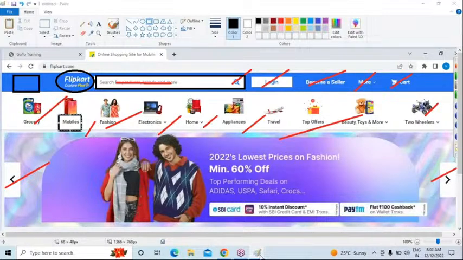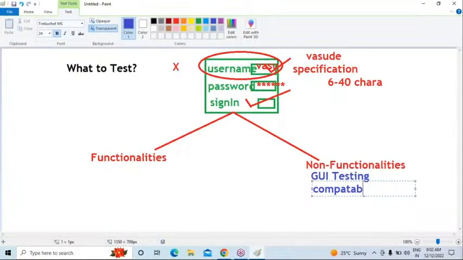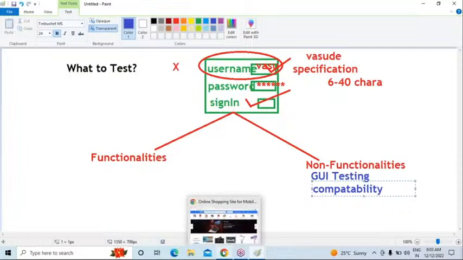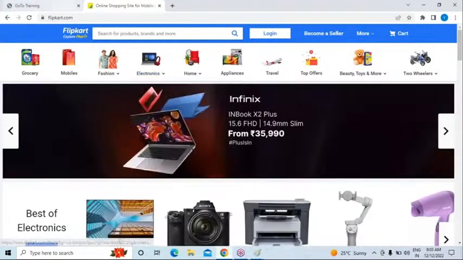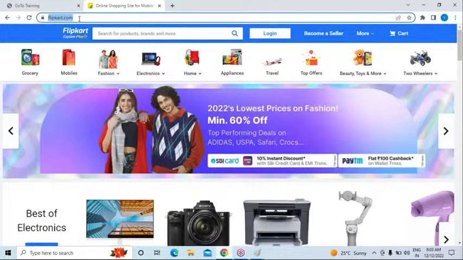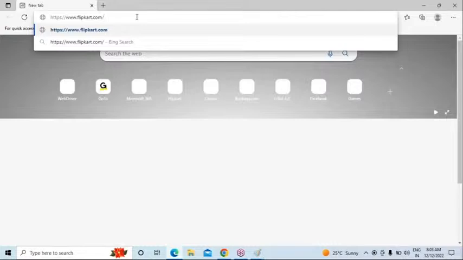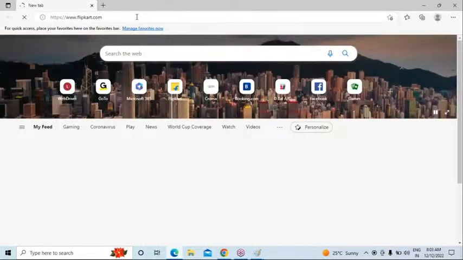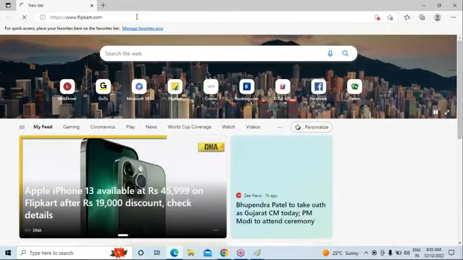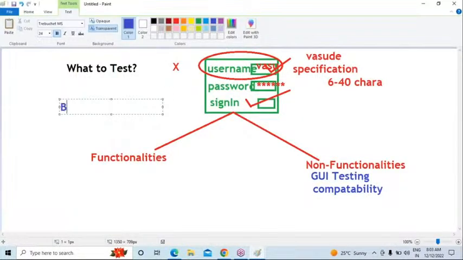Okay, so that's about that. Next one is compatibility testing. So what is meant by compatibility? Coming to compatibility, this is a Flipkart application we are opening in the Chrome browser. Is the same Flipkart application opening in the Edge browser or not? Is it working on Internet Explorer or not? Is it working on Mozilla Firefox or not? Here we have to check the browser compatibility as well as operating system compatibility.